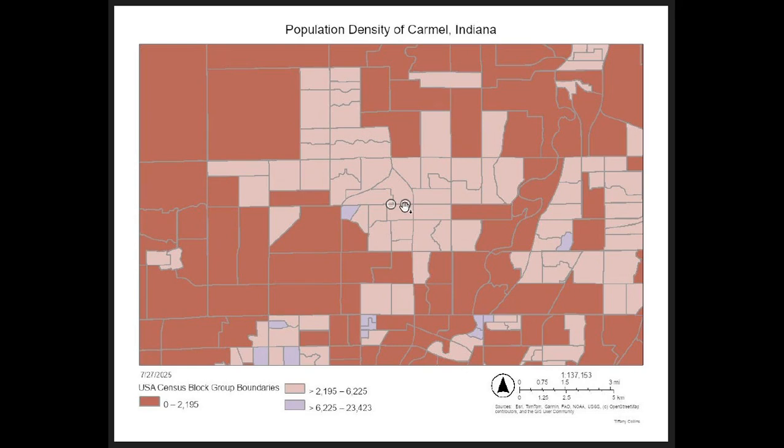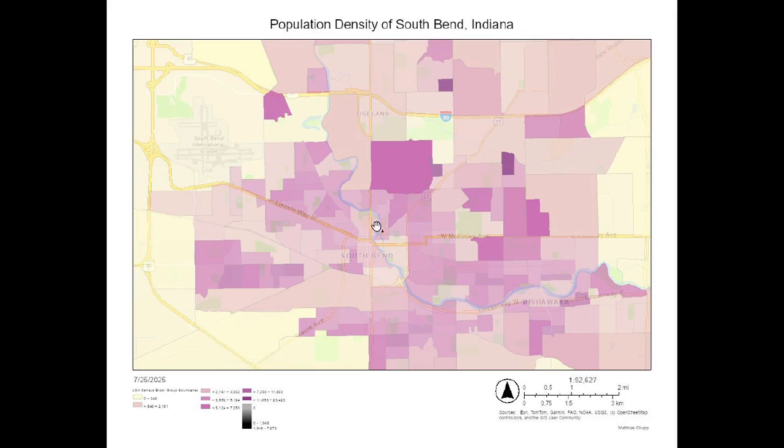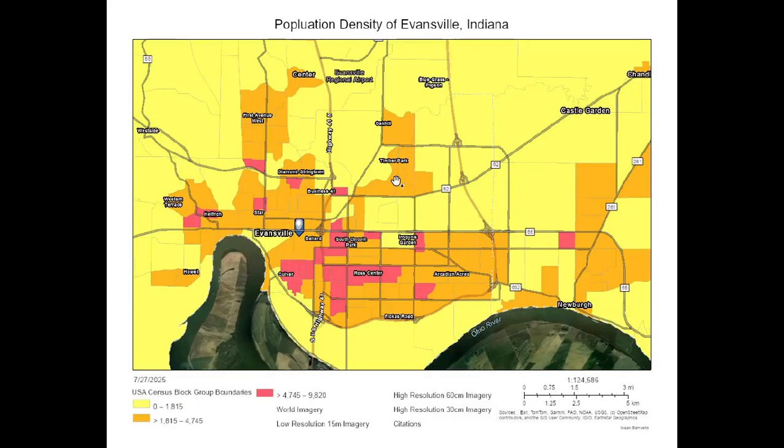I wonder what those circles are. Those are the roundabouts of Carmel. There's more than that. South Bend. Oh, there's South Bend there. So darker to lighter. So that must be the Notre Dame area probably. So it's college students. So here using different colors.